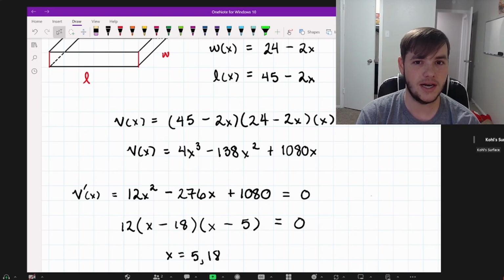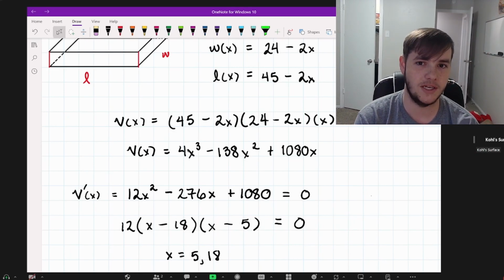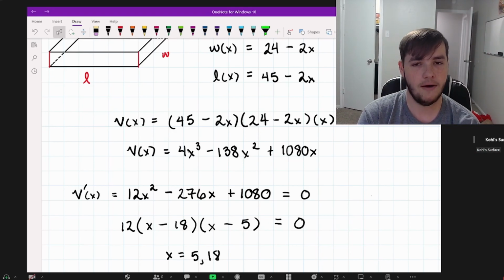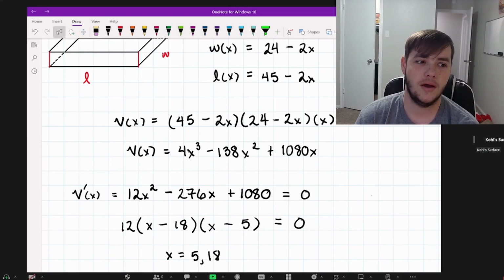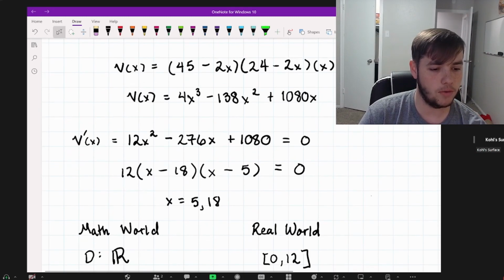However, that function does have zeros. Notice this factors nicely into 12 times x minus 18 times x minus 5. So 5 and 18 are the critical points of this function. However, one of those maybe shouldn't sit super well with you. In the math world, the domain of this function is all real numbers.